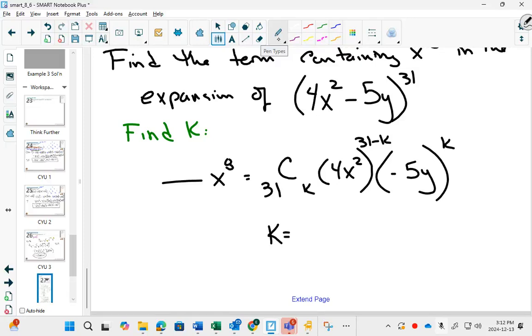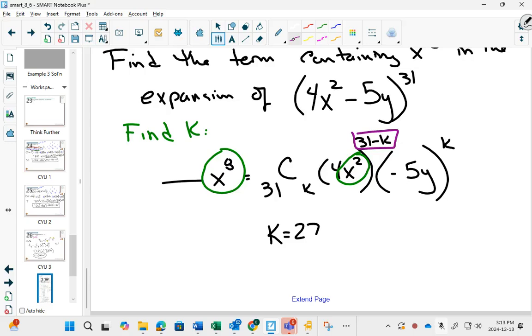Well, the only hint is the x to the 8. Do we have to consider this minus 5y? We don't even have to consider the y. It has no x's. What number has to be in this purple box to give me an x to the 8? In the whole purple box, it's going to be x squared to the 4, right? So it's 31 minus 4, which is 27. So k has to be 27.